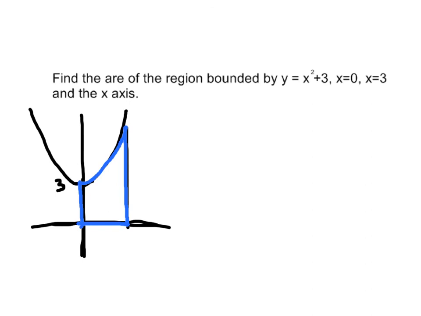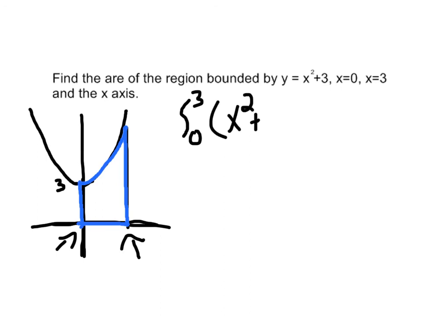You have to set up the integral. You say, okay, well, that area, that blue shape, is represented by the integral, or the area under the curve, starting at x equals 0, that's this point right here, going to x equals 3. It's the area under x squared plus 3. So that integral right here that we just set up gives me the area under that curve, gives me the region bounded by those 4 curves.